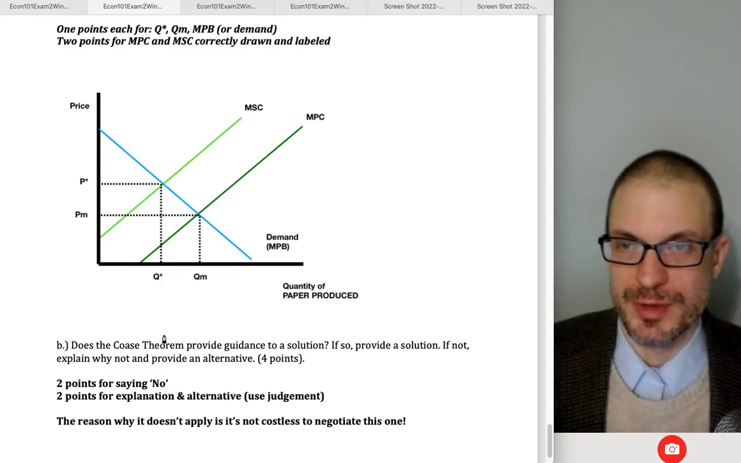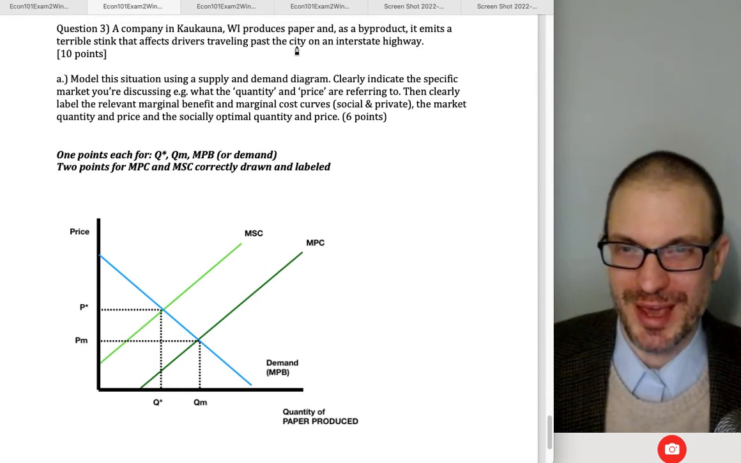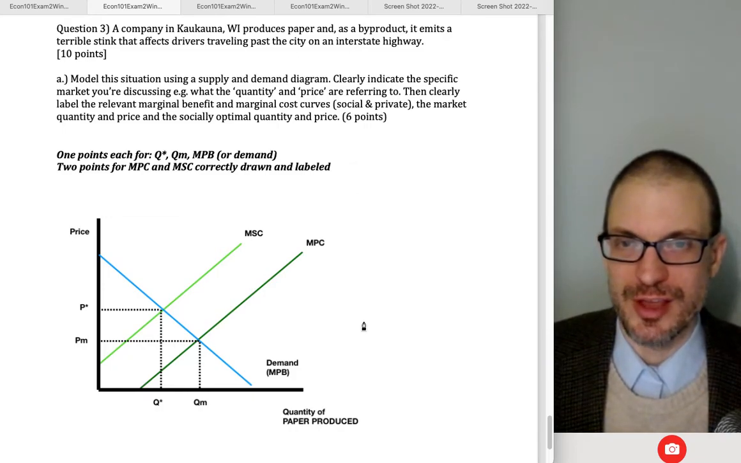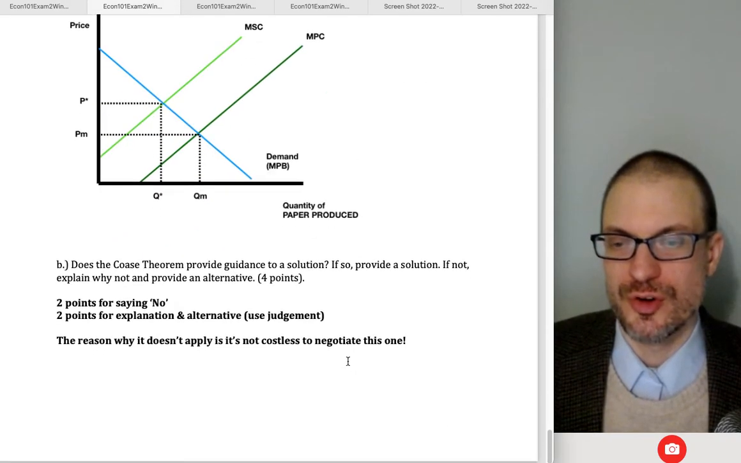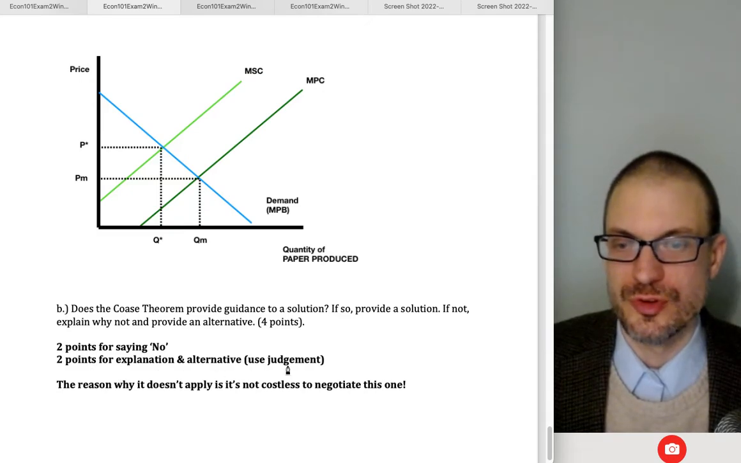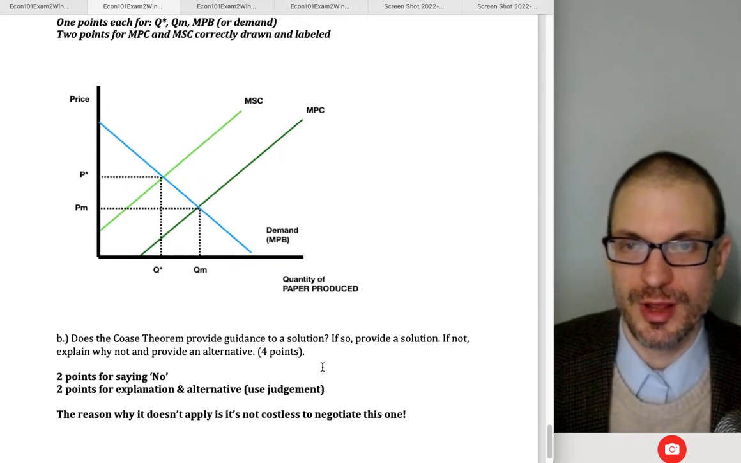That can't happen here because think about it. We've got like a lot of different drivers going past on this interstate highway. We can't get every relevant stakeholder together. So negotiation costs are pretty high. The reason why it doesn't apply is it's not costless to negotiate in this one. So 2 points for saying no, 2 points for using good alternative or explanation, right?